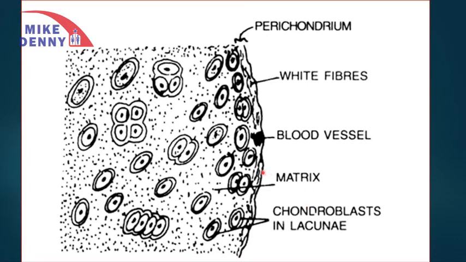We have this diagram of the hyaline cartilage that you are supposed to draw immediately. We have the perichondrium we mentioned. It also has the white fibers. We say it appears bluish white. We have blood vessels that supply blood, the matrix, and then the chondroblasts in the lacunae. These are the cells that make up the cartilage.